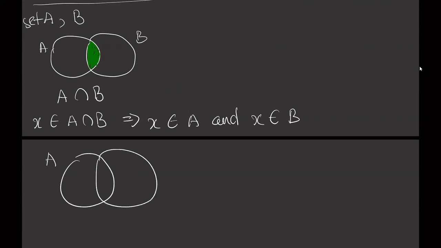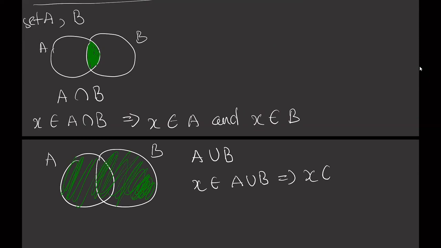And if you have sets A and B like this, then the part that I put the color green on is called A union B. So if X is in A union B, we know that X is in A or X is in B.